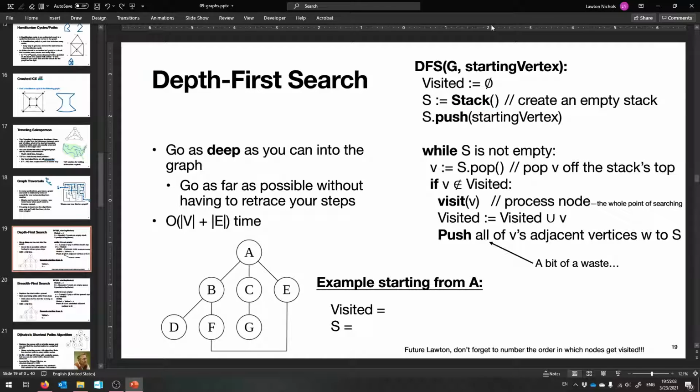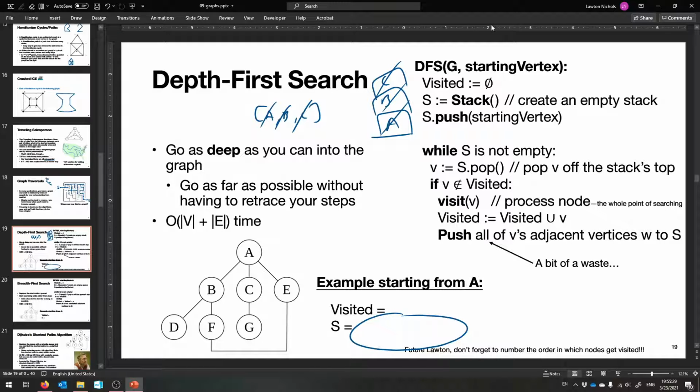Okay, it's keeping a set of visited vertices, and it's also keeping a stack to figure out which vertex to visit next. Normally when you have a stack and you push things to it, like you push A, you push B, you push C, and then you pop them off. You can draw it like that, but I'm going to draw it sideways, like this, A, B, C, then you pop them off in that order, okay? That's just so I can do it horizontally.